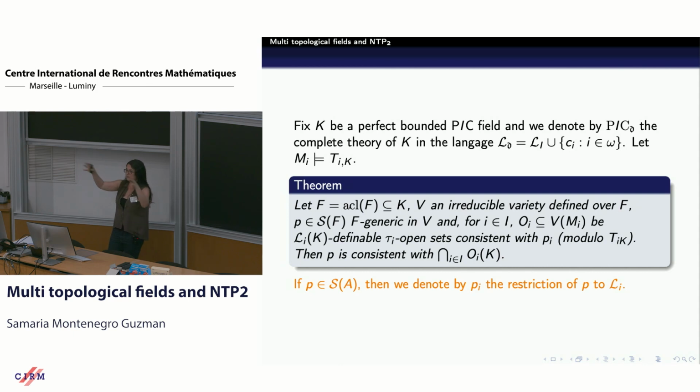So you take your type in the big language, and you take the reduct of this type for the language Li, and now you take opens inside the variety, and the hypothesis is that the opens are consistent with the Li part of P for each i. So what we obtain is that P, the whole type with all the language, is consistent with the intersection of all the open sets. Okay? So it's stronger than the other one, and this is really important for everything. It's an approximation theorem for types that works really well.